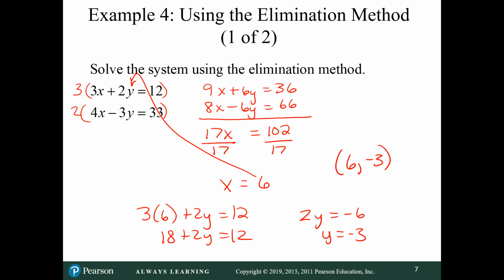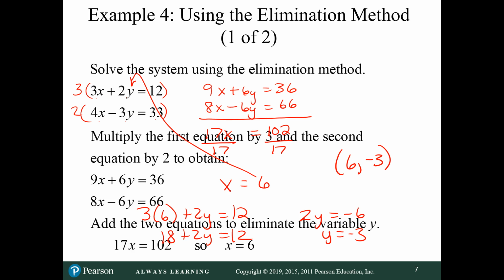How do I check my answer? Graph it? No, which I could, but it's hard to graph these on a graphing calculator because y is not alone. Plug in the numbers. 24 plus 9 is 33. 18 minus 6 is 12. If you plug the numbers in for x and y, you can make a really quick check.